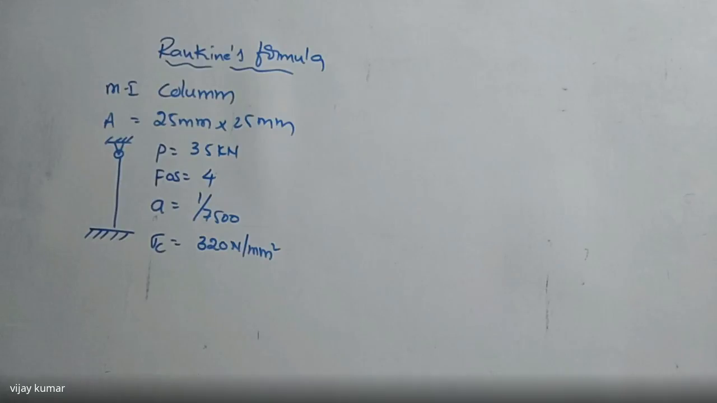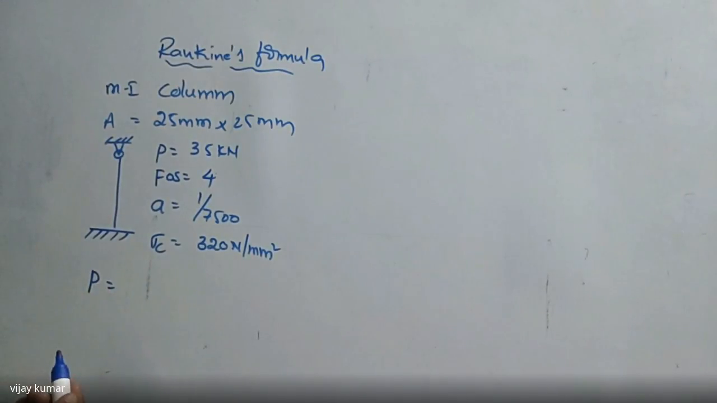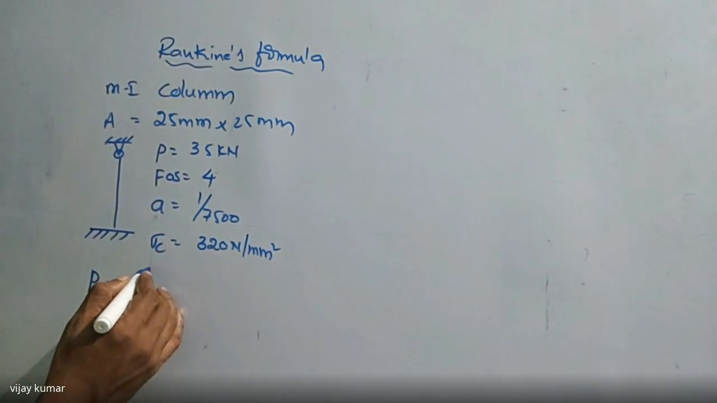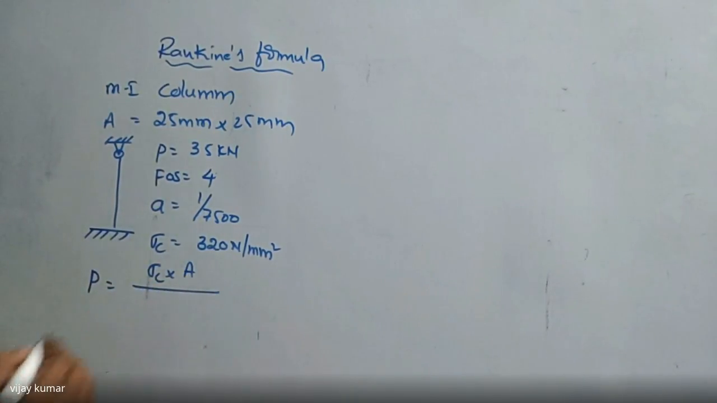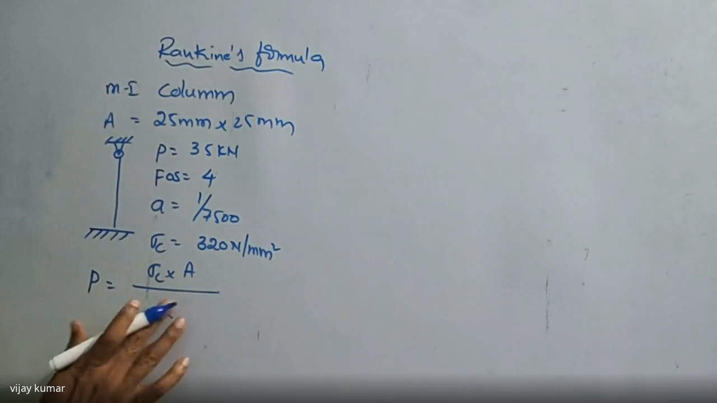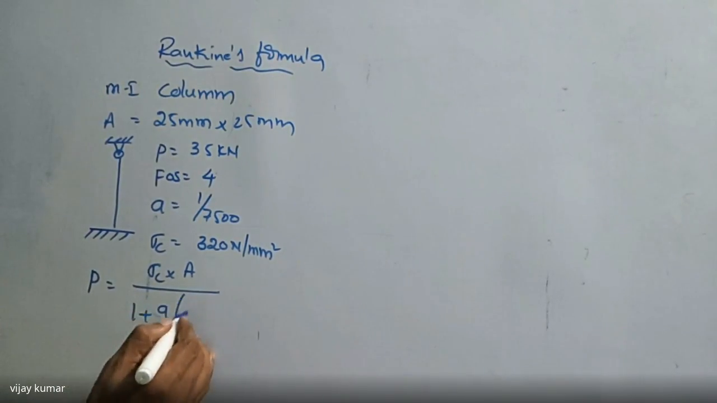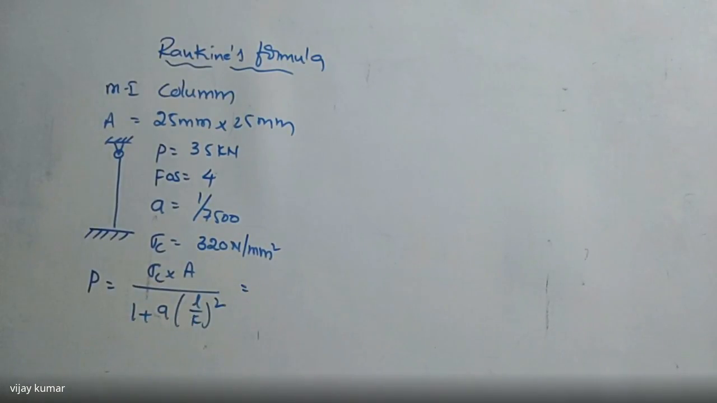So what is the formula for critical load here? We know that the critical load formula, the Rankine's load, is P equal to sigma C into area divided by 1 plus alpha, or we can write A, into L by K whole square. You got it, my point?